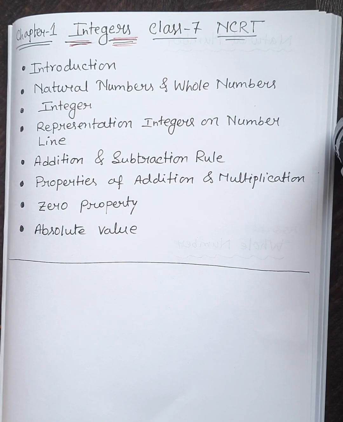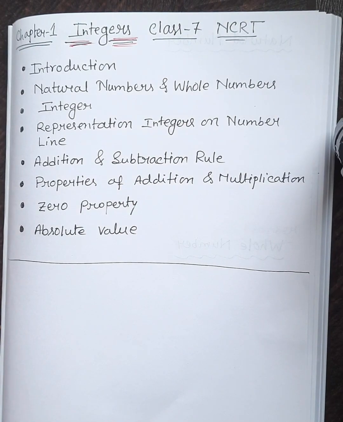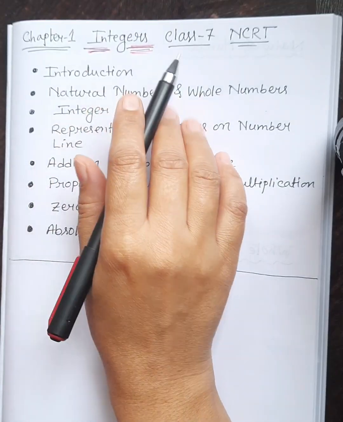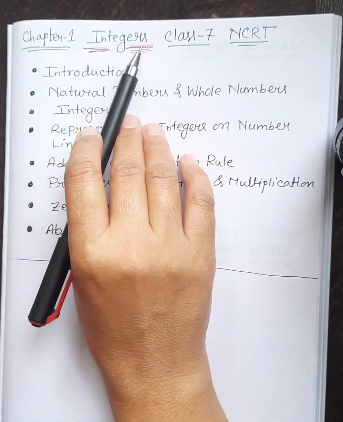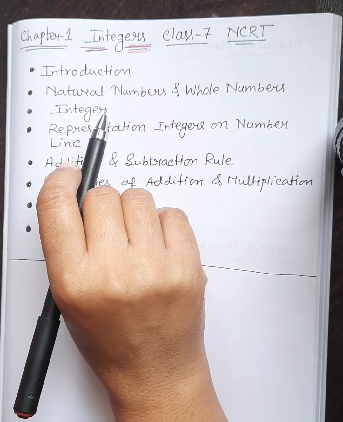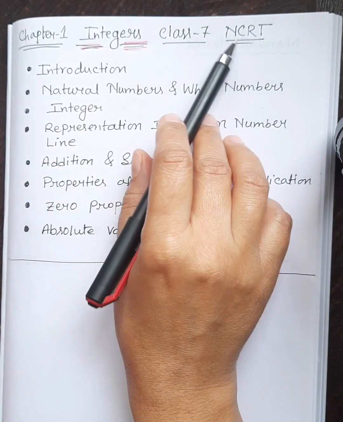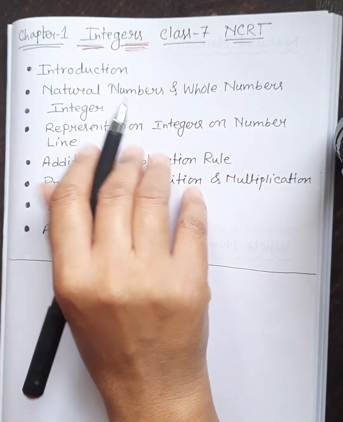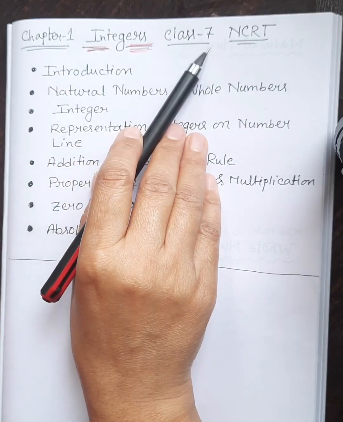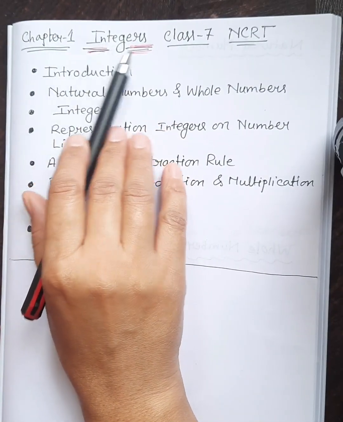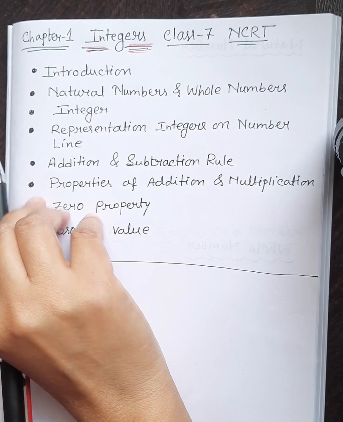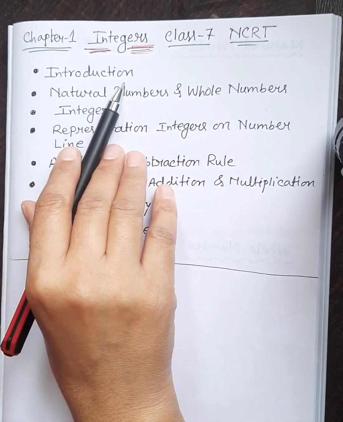From today onwards, we are going to start Class 7 Maths. So today's chapter is Integers. We will discuss only the NCERT syllabus. So the first chapter in Class 7 is Chapter 1, Integers. Today's video is basically an introduction video.